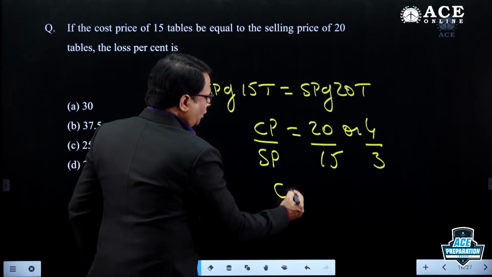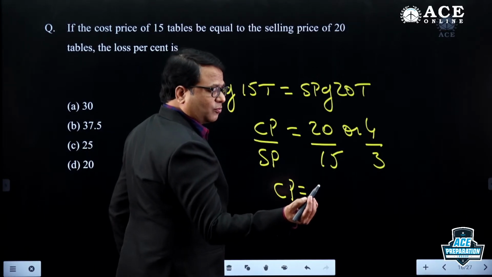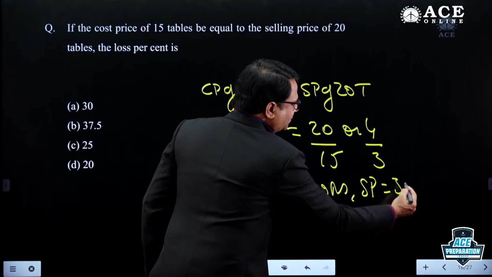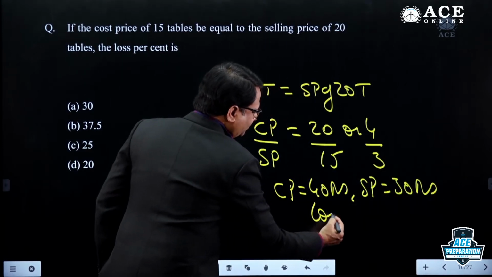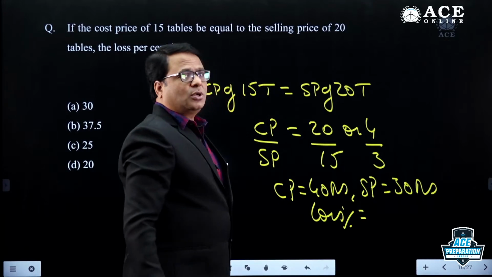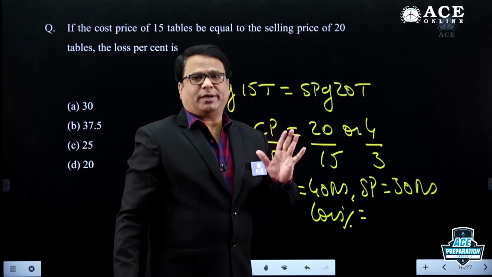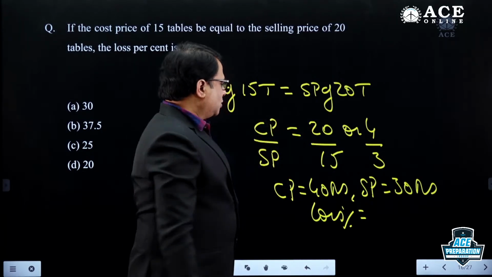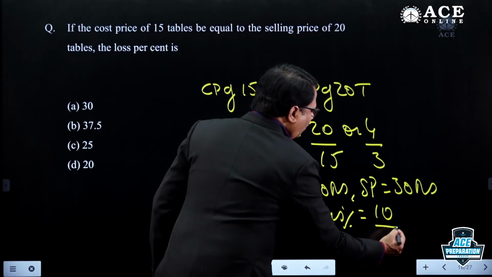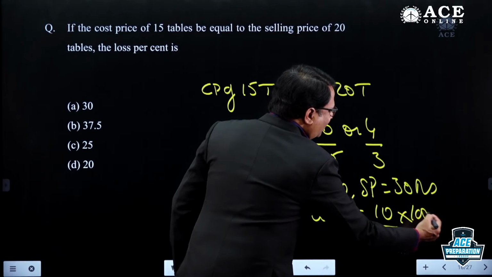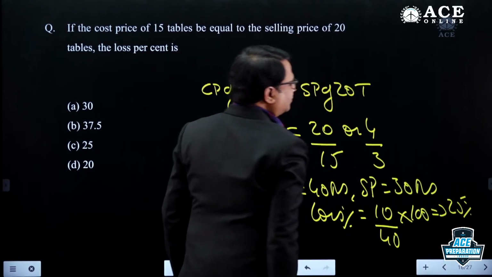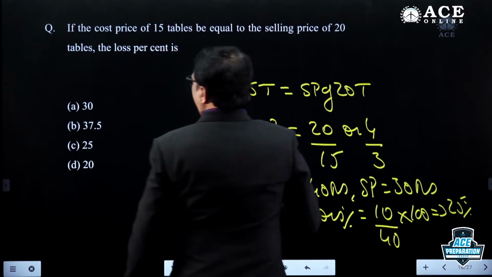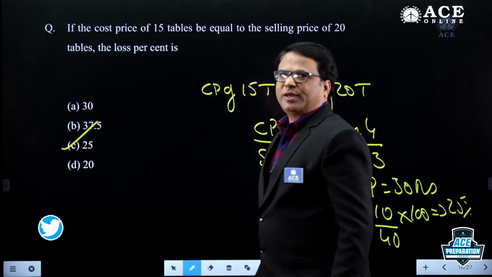So I take cost price 40 rupees. You can directly take 4 and 3 also for that matter. So cost price is 40 rupees, selling price is 30 rupees. What is the formula for loss percent? Loss by cost price into 100, because we know profit or loss is always calculated on cost price. So there is a loss of 10 rupees on 40, into 100, and that gives you a loss of 25%. So in this transaction, the loss incurred is 25%.